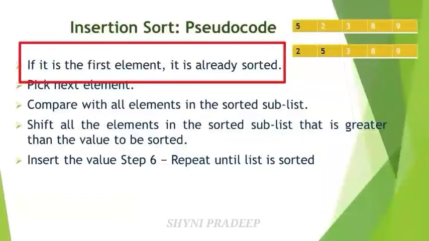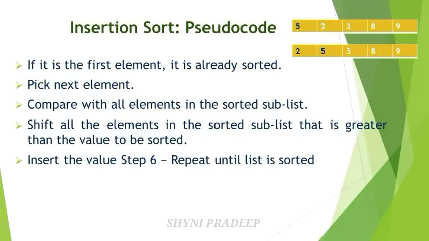If it is the first element, it is already sorted. See here, this is the unsorted array. In this array, if it is the first element, it is already sorted. Okay. Let us assume this first element is a sorted element. Okay. So these are unsorted elements. So if it is the first element, then it is already sorted. Okay. So this element is sorted because this is the first element. Okay. So it is already sorted.